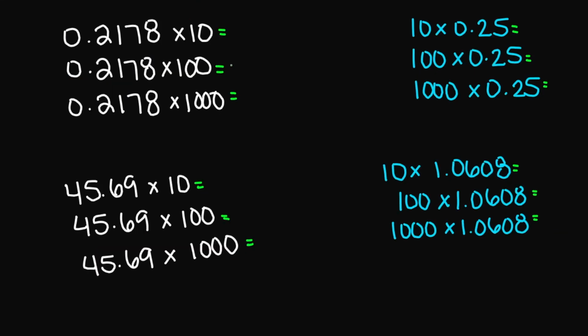All right, so let's look at these examples here. We have 0.2178 times 10. If I need to answer this quickly, then I already know if I'm multiplying my factor by 10 that I need to move my decimal point 1 place to the right. So that's going to be right here between the 2 and the 1. So your answer is going to be 2.178. Next, if I'm multiplying my factor by 100, I already know that I need to move my decimal point 2 places to the right. So that's going to be 1, 2. It puts me right here between the 1 and the 7. So your answer here is going to be 21.78.